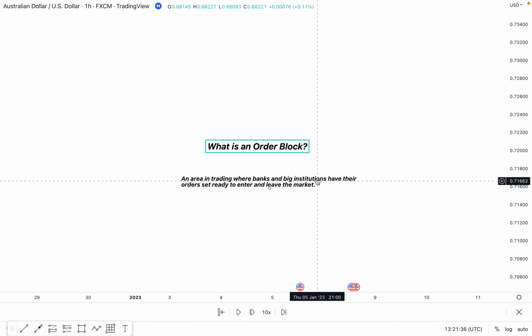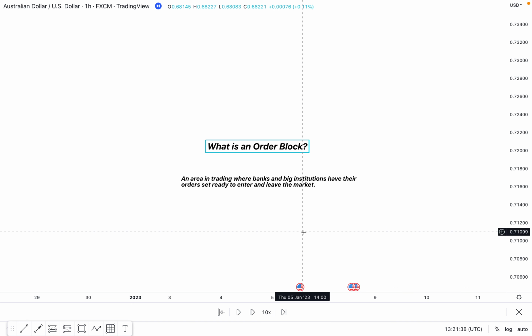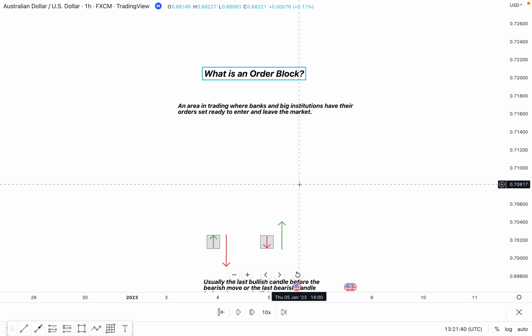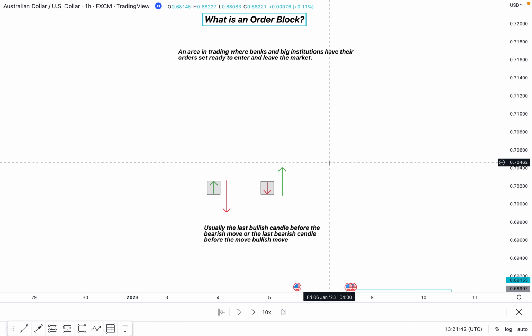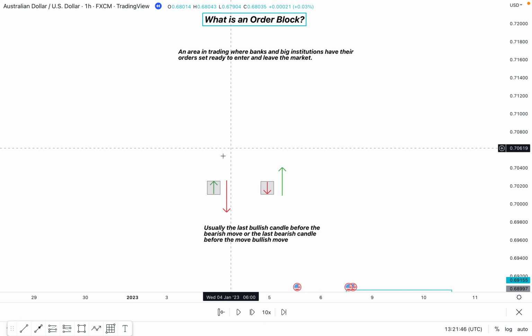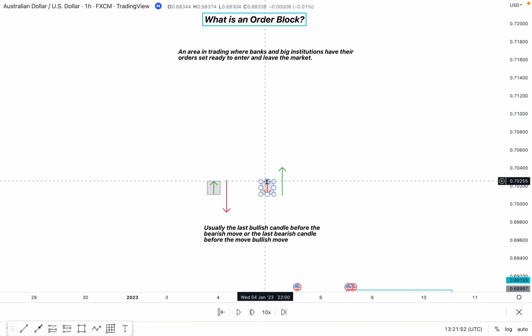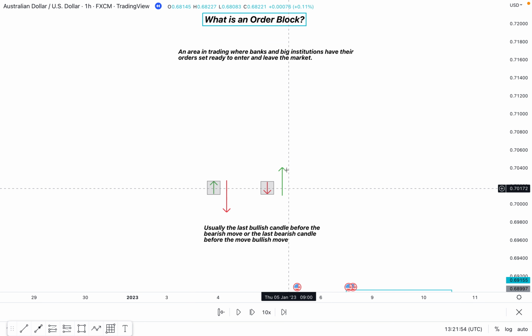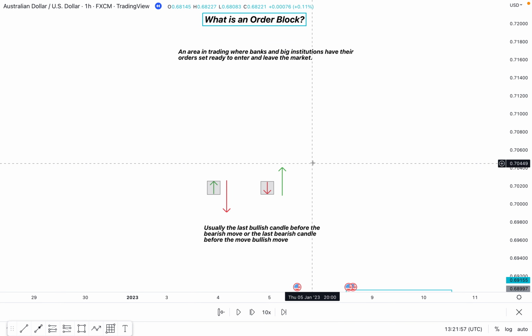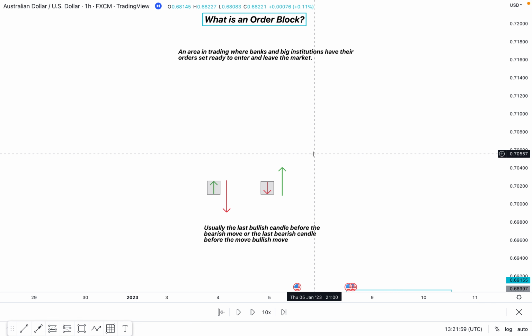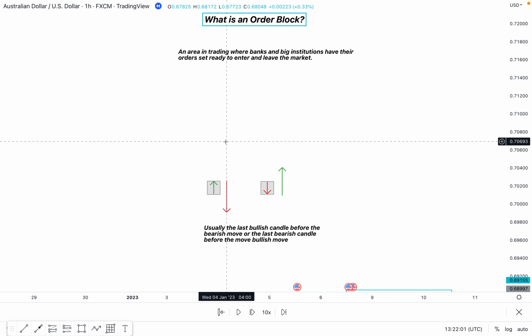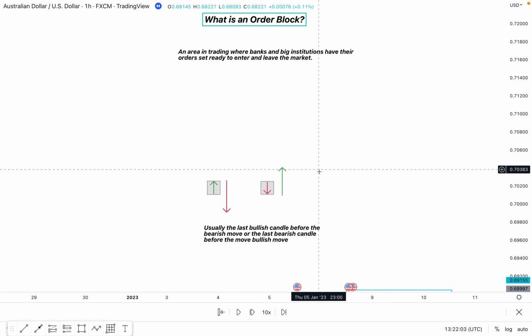So now that we know what an order block is, nice and quickly, we need to find out how we can start identifying them on a chart. So a good rule of thumb to go by is that usually the last bullish candle before the bearish move is the order block, and vice versa. So the last bearish candle before the bullish move is usually the order block as well. And it's because these order blocks cause the break in structure, which I'll show you in the example right now.